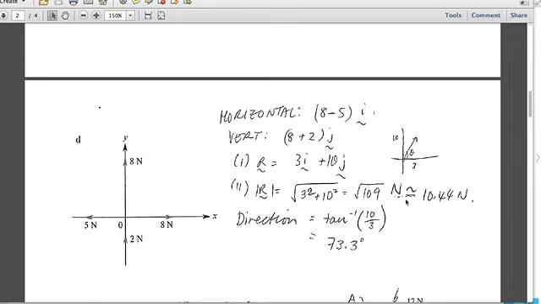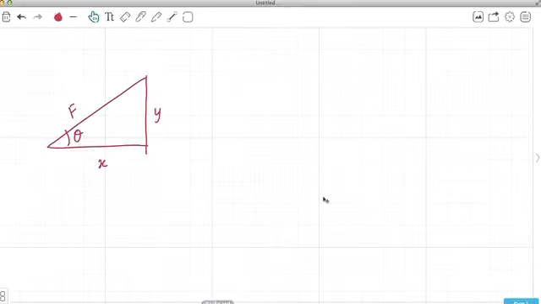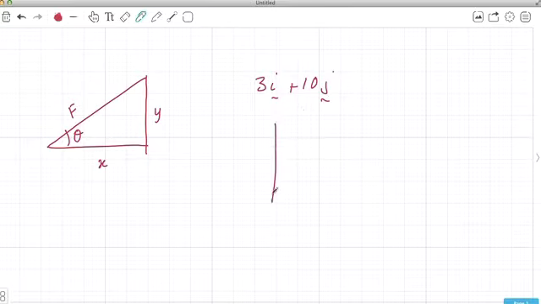Now for the direction for this one, because we have 3I plus 10J, that really looks like this, just roughly.